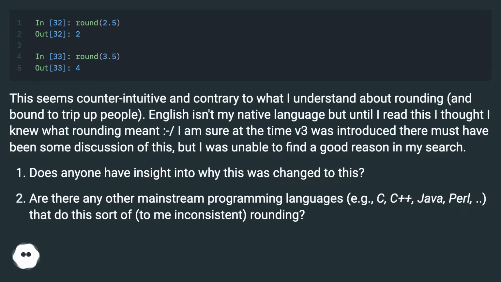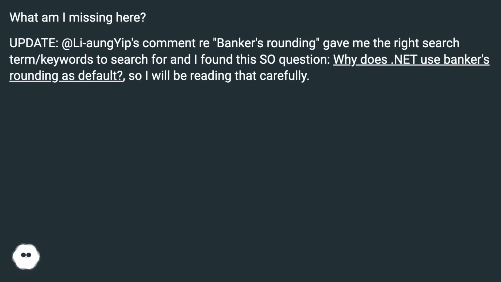English isn't my native language, but until I read this I thought I knew what rounding meant. I am sure that at the time v3 was introduced there must have been some discussion of this, but I was unable to find a good reason in my search. Does anyone have insight into why this was changed? Are there any other mainstream programming languages, e.g. C, C++, Java, Perl, that do this sort of, to me, inconsistent rounding? What am I missing here?